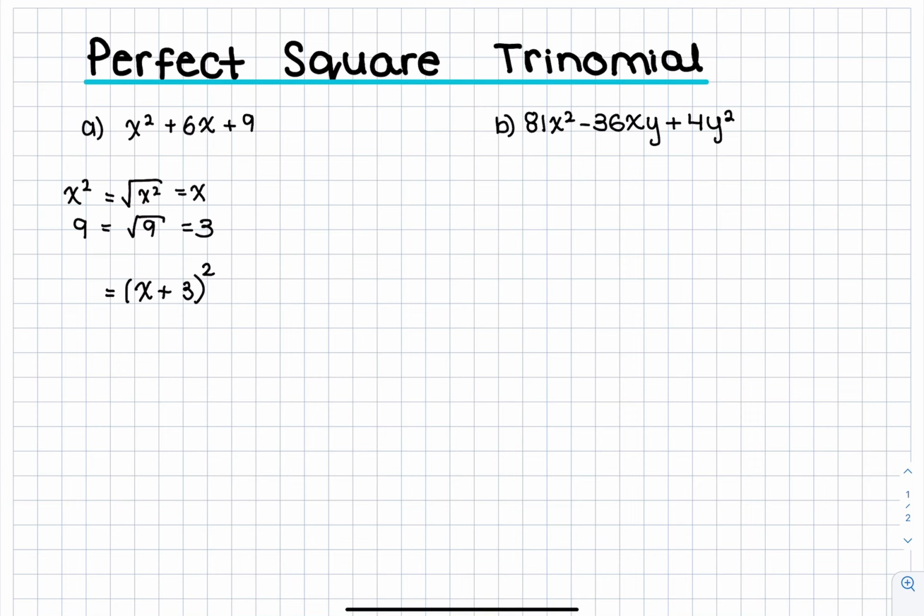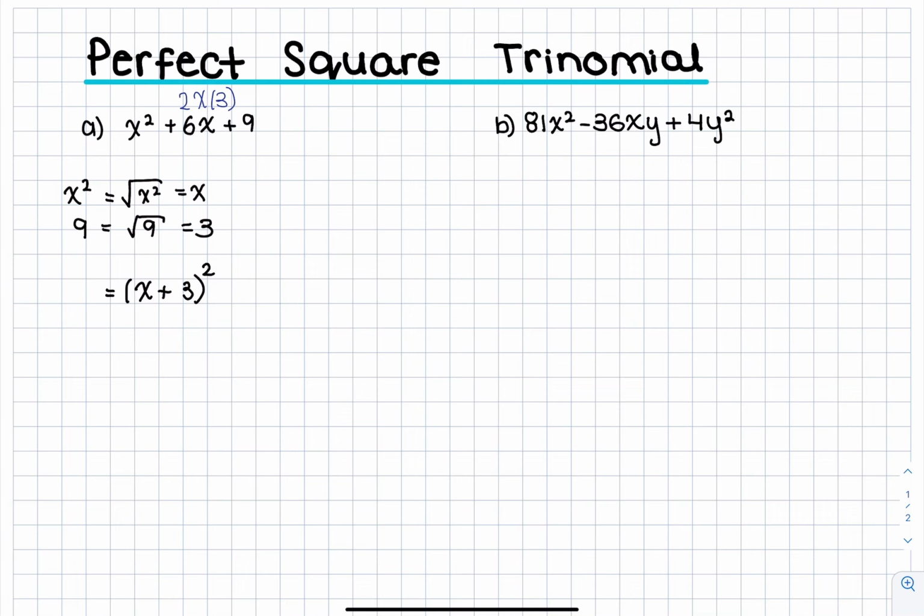However, there are some conditions that we need to check. For this factoring to work, the middle term needs to be 2 times the root of the first, which was x, and the root of the last, which was 3. 2 times x times 3 gives us 6x, so this works. If it does not fit this condition, it cannot be a perfect square trinomial.